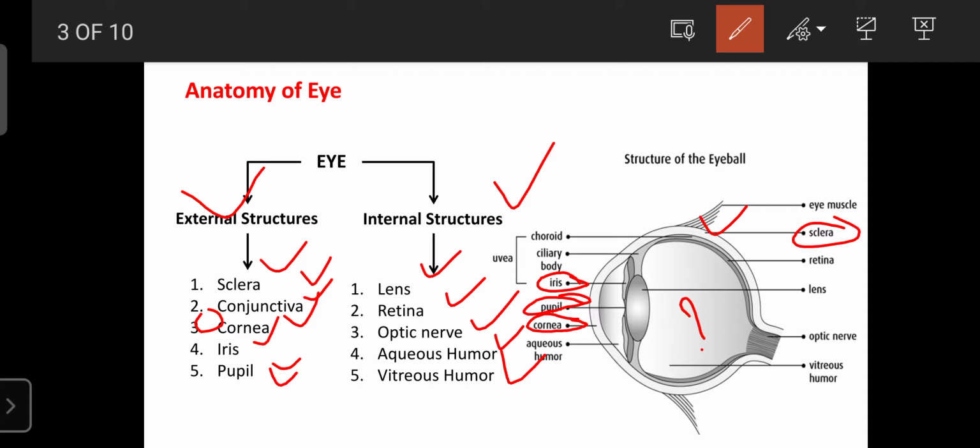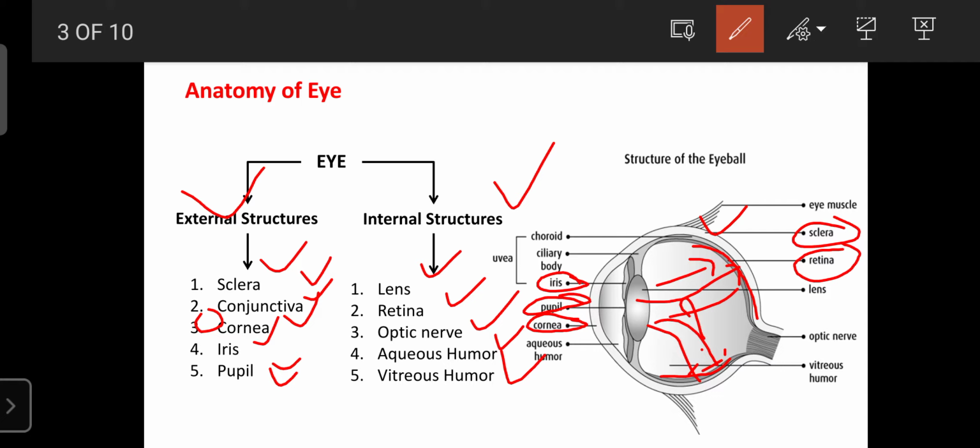The next one is the retina. The retina is one layer at the back of the eye. On the retina, through the lens, the object image falls. This is the location of the retina. It is the layer on which the light or object images cross through the lens and fall exactly on the retina.